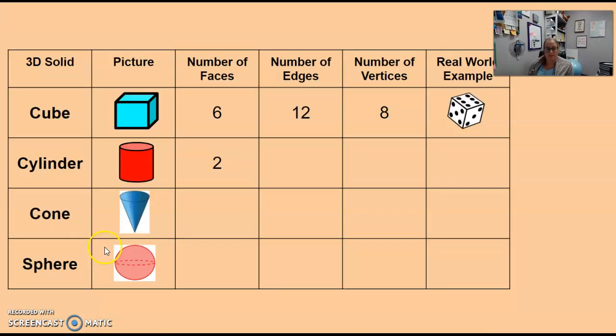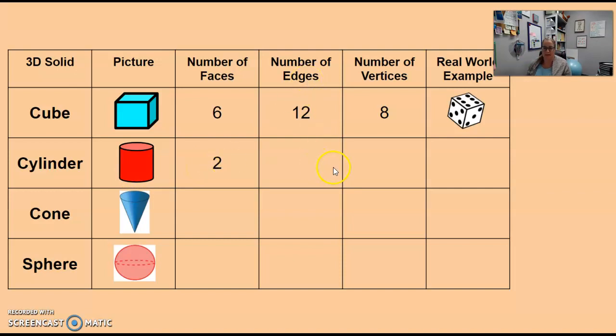So just like we did yesterday, we're going to fill in our anchor chart. So we just learned that a cylinder has two faces, one at the top and one at the bottom. And what shape are they? That's right, they're circles. So at the top there's a circle and at the bottom there's a circle and there's a curved surface in the middle. But there are two faces.